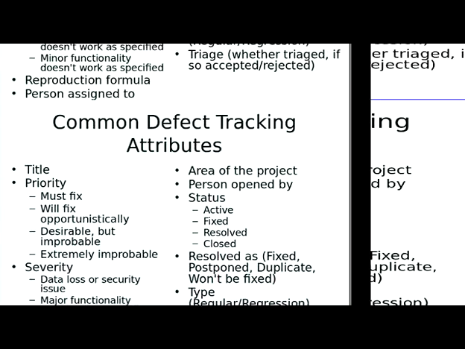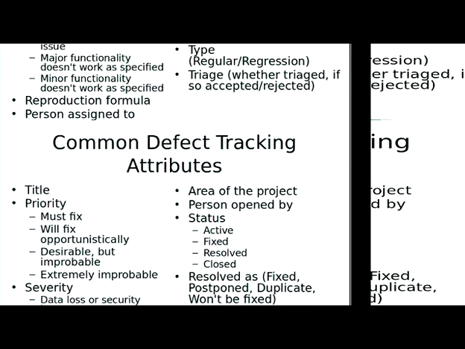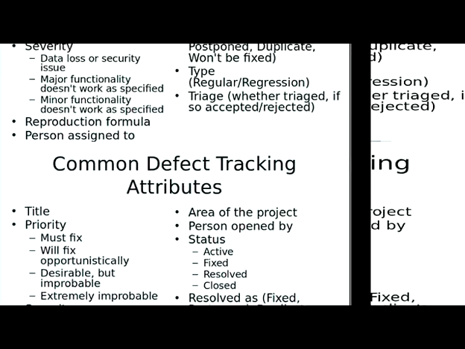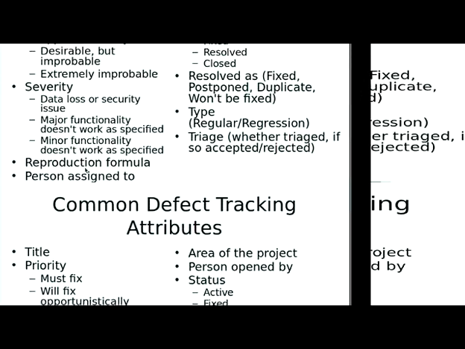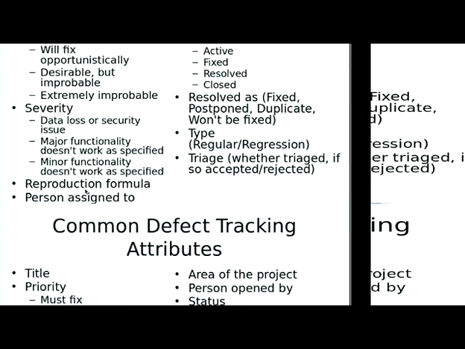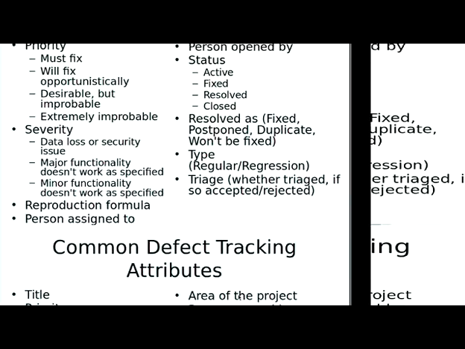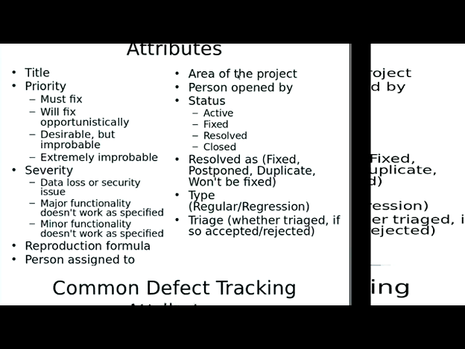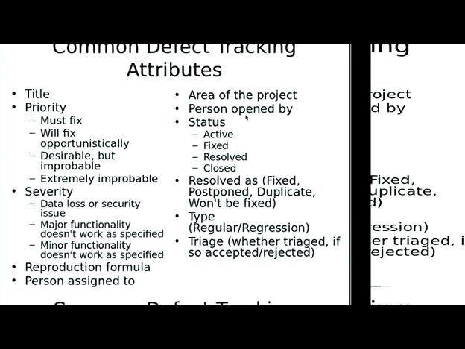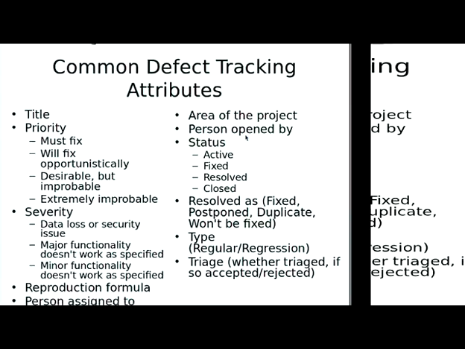Another thing that's part of this bug report is a reproduction formula. Person assigned to. That might initially be blank, but the dev team says that's assigned to so-and-so. The test team often won't be able to directly assign it. They don't know who worked on what directly in some cases. What are the projects? Who opened it? Why might you want to report that?